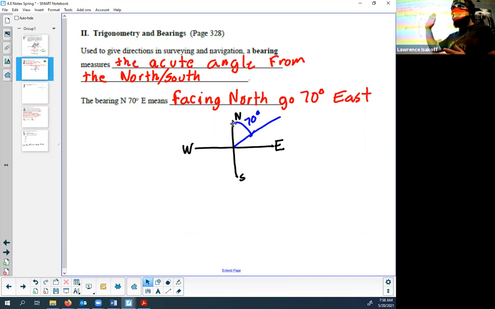So if I'm saying north and then it goes east, go to your north line and head that many degrees eastward. If it said north with a degree west, then we go westward. Same with south. You're facing south, and then you'll go east or west from there.